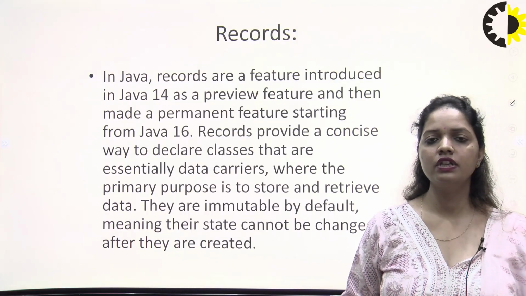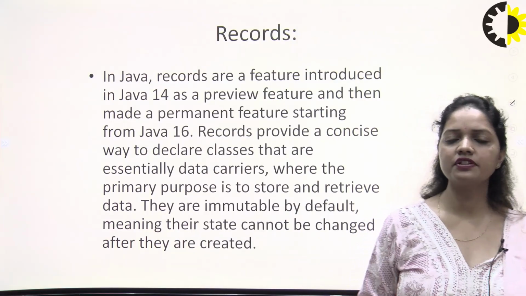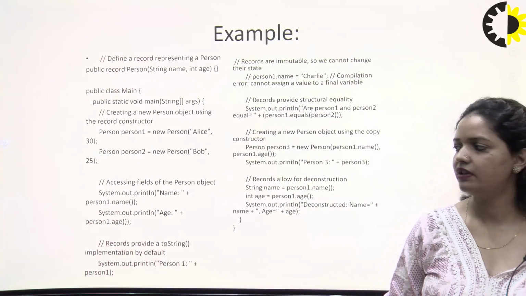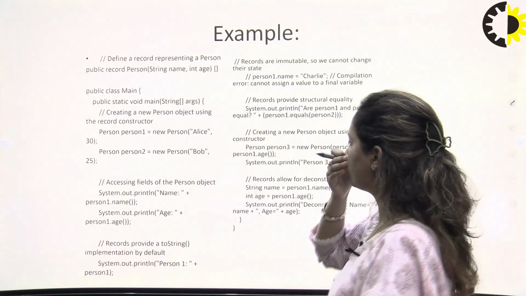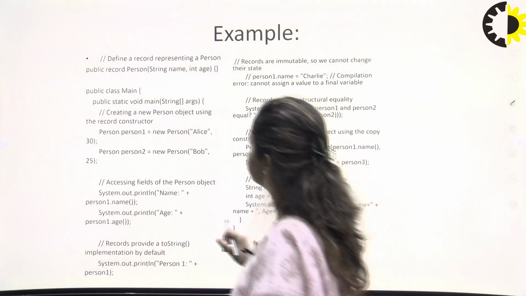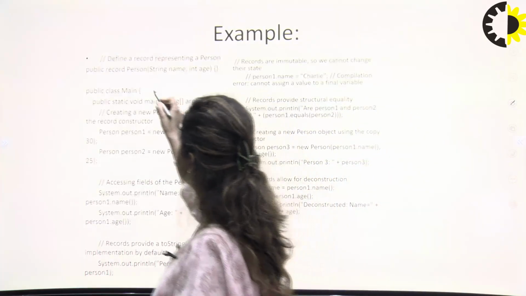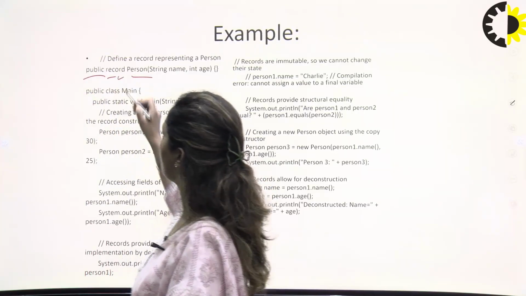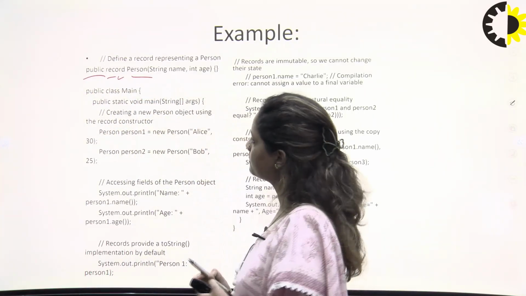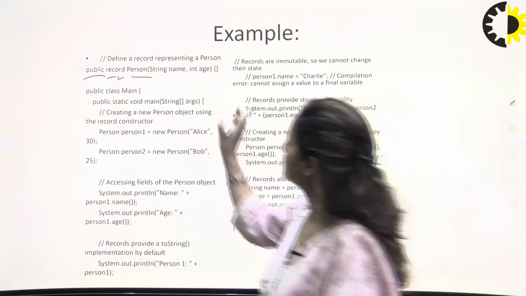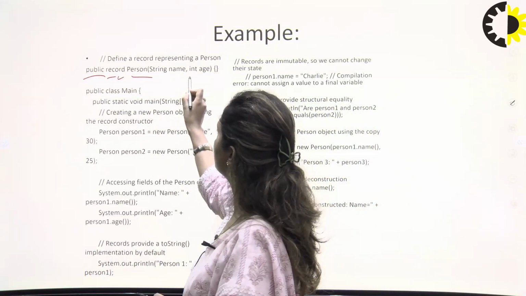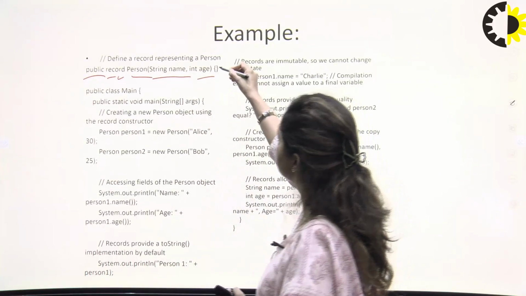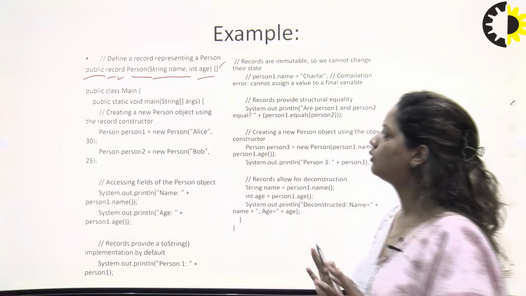For this purpose, Java introduced such a feature, and we use records. So let's have a look at this example of records. In this example, we are creating a record named person. We write public, then the record keyword, and the name of the record. The name of the record is person, which will hold two parameters, name and age. Then we close its body. We are not writing any code inside it.